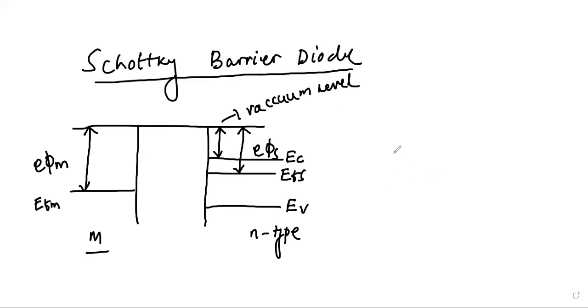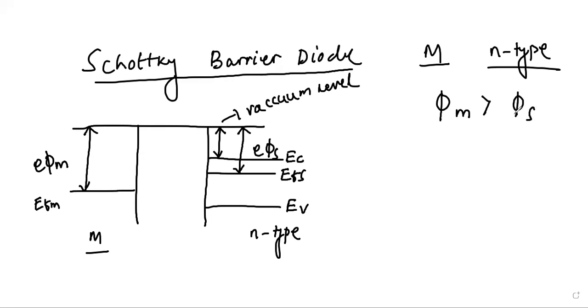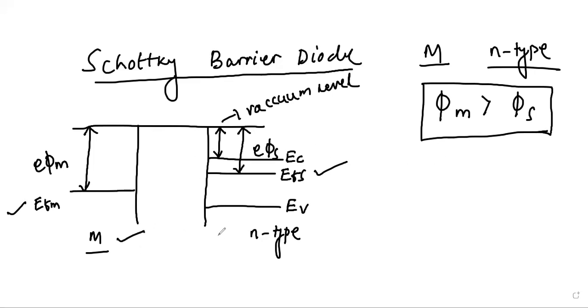Now in this case we consider the metal and N-type semiconductor where the condition is that phi m is greater than phi s. As you can see, the Fermi energy level of the semiconductor is at a higher position than the Fermi energy level of the metal, so in terms of potential we wrote it this way: phi m is greater than phi s. Now what will happen if I make a contact between this metal and the N-type semiconductor?